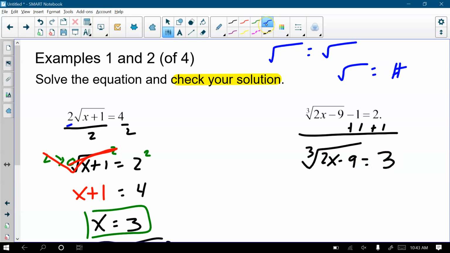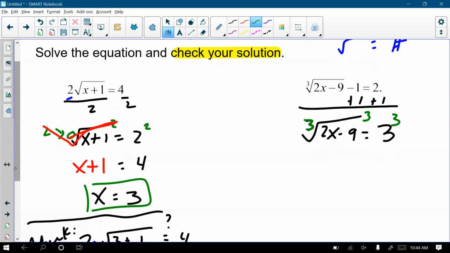Okay, now I have this cubed root, so I need to raise it to the 3rd power on the left, raise it to the 3rd power on the right, or cube both sides. On the right, it's going to be equal to 27, because it's 3 times 3 times 3. On the left, when I raise a cube root to the cube, that cancels all of that out, and you're just left with 2x minus 9. And now you have an equation that you can solve, so let's solve it.